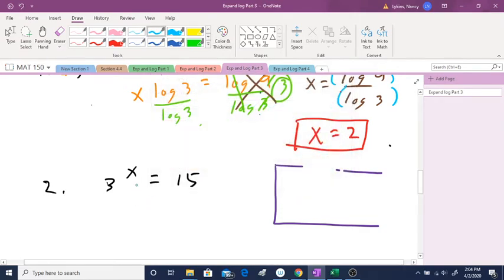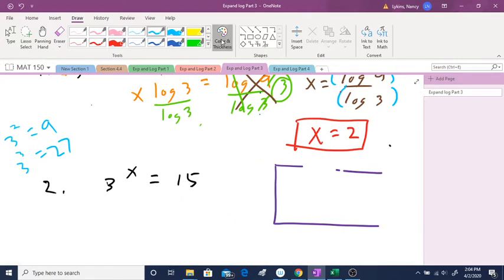Think about this. What is x? What can x be? Well, what I like to do is, if I use 3 squared, 3 squared is 9. But if I say 3 to the third power, that is 27. So I know that 15 is between 9 and 27, so that means the exponent has to be between 2 and 3.